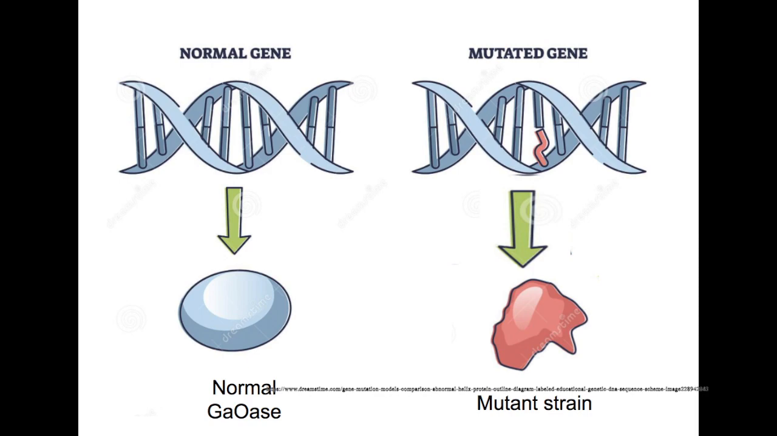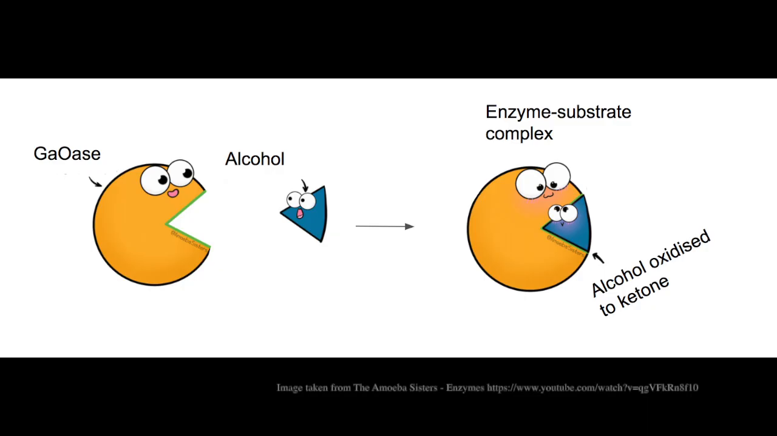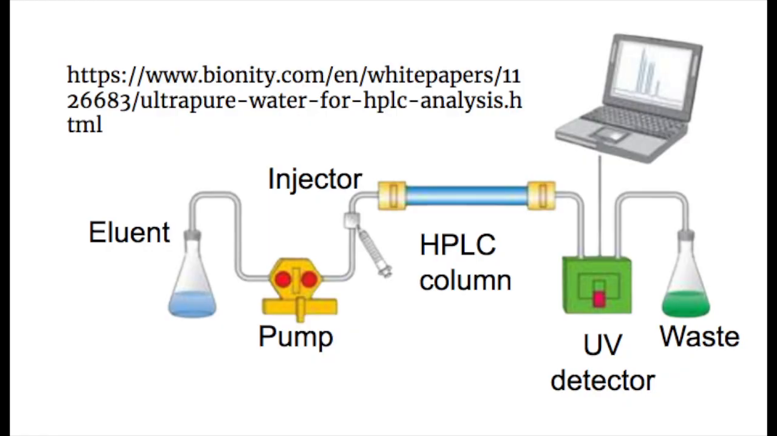Hi everyone, I am Manling and my project is about measuring the enzyme activity of various mutant strains of galactose oxidase. These enzymes speed up the oxidation of alcohols into ketones, and hence by measuring ketone yield, enzyme activity can also be determined. Those oxidase reactions usually take place in water.